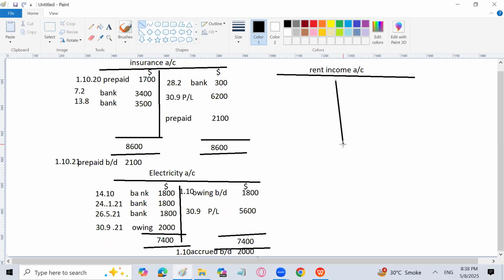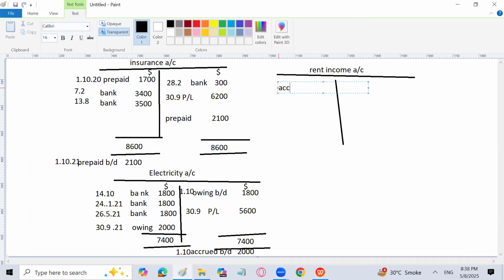The rent income account, if you just see the income account, will have accrued brought down here, which is not in the question. Accrued carried down here, which is again not in the question. In advance brought down here, just like the subscription account, it might not be given. Advance carried down here. This is also, I think, not given. Then the bank figure will come over here, the amount received as rent.